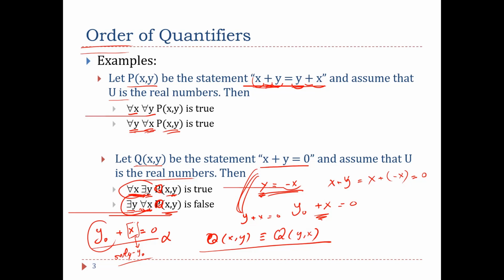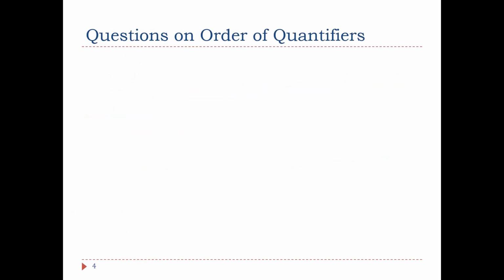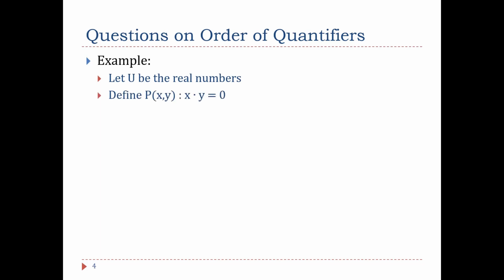Great. So let's consider more examples. Let U be the set of real numbers, and let's define P of x, y to be the product of x and y is equal to 0. So P of x and y holds whenever x multiplied by y is equal to 0. So let's check the various combinations of nested quantifiers and reflect on their truth value. So what about this one? For every x, for every y, their product is guaranteed to be equal to 0. Think about it.